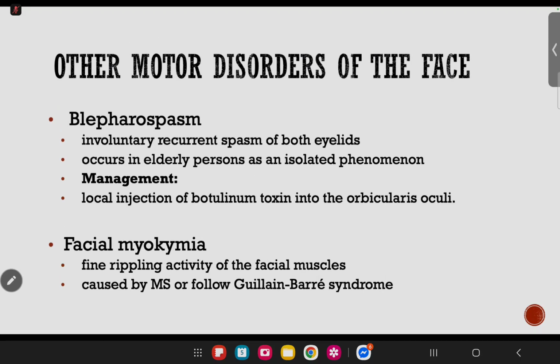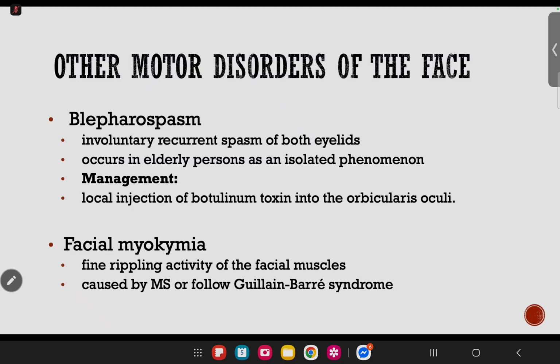Next, we have blepharospasm. It is an involuntary recurrent spasm of both eyelids that usually occurs in elderly persons as an isolated phenomenon or with varying degrees of spasm of other facial muscles. Severe persistent cases can be treated by local injection of Botox into the orbicularis oculi.